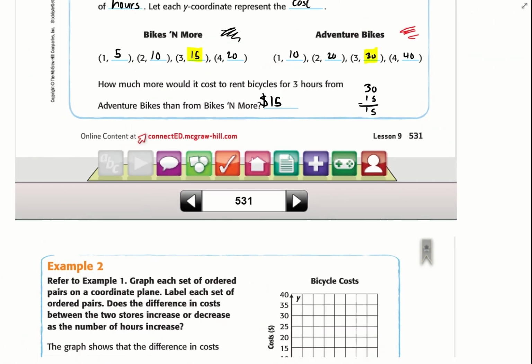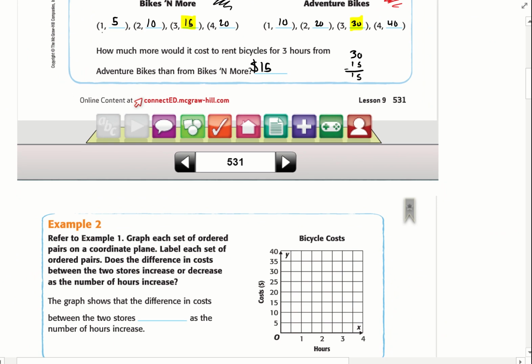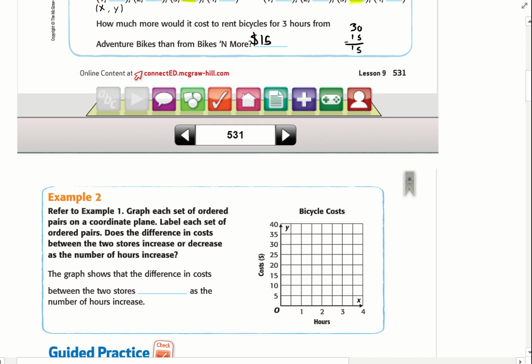So I have 1, 5. So we have to remember ordered pair: X is first, Y is second. So my X is 1, Y equals 5. When X is 2, Y equals 10. X is 3, Y equals 15. When X is 4, Y equals 20.